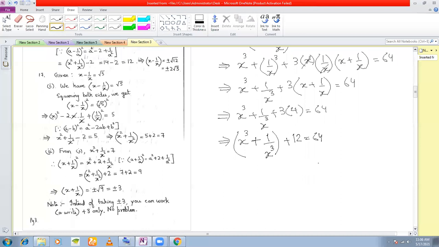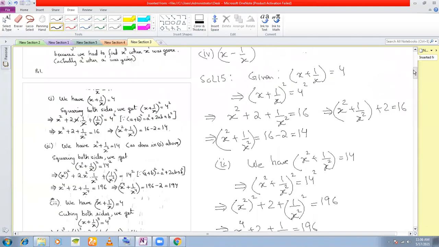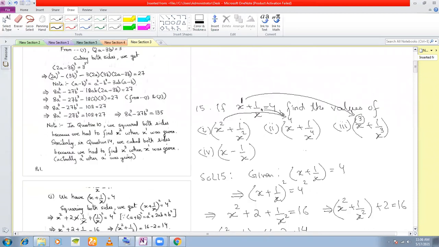64 minus 12, and that should be 52. So I've got the value of x cube plus 1 by x cube also. Okay. So the third part is also over. Fourth part. If you see the question, the fourth part here is you need to find x minus 1 by x. What do you know? You know the value of x plus 1 by x, from which you want to find x minus 1 by x. So how will you find?